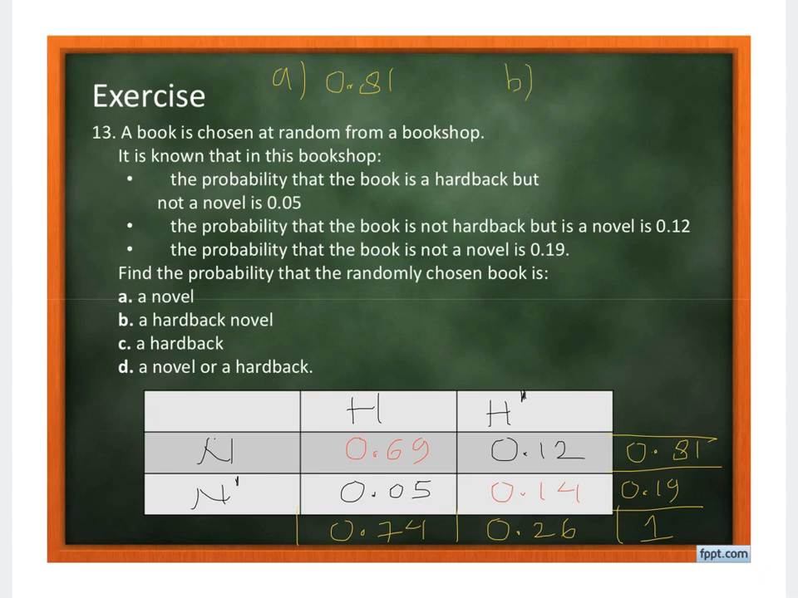B. Hardback and novel means the intersect of hardback and novel. B is a hardback novel, hardback intersect with novel, which equals 0.69.